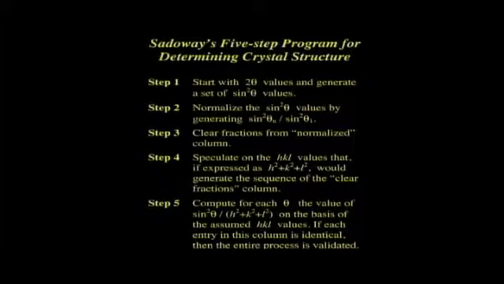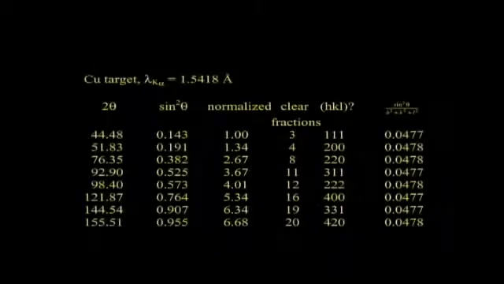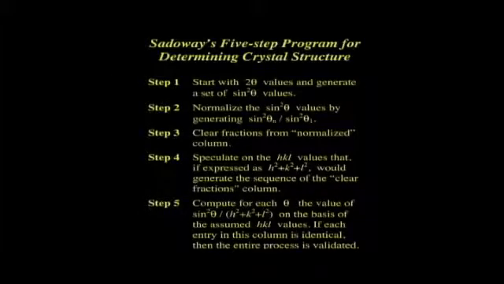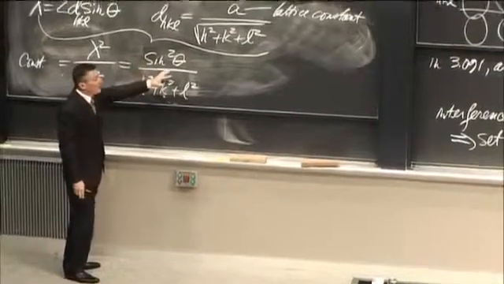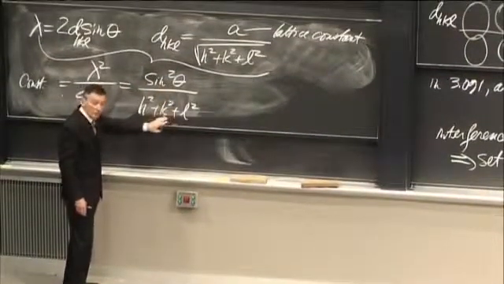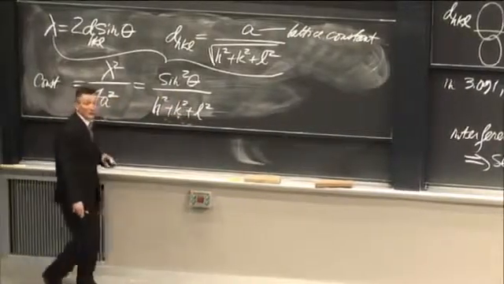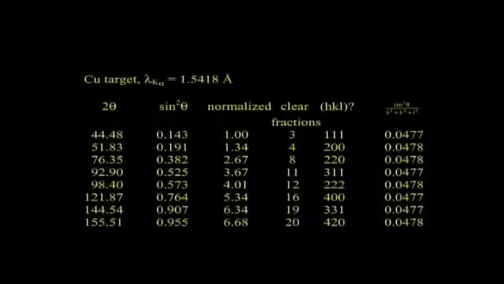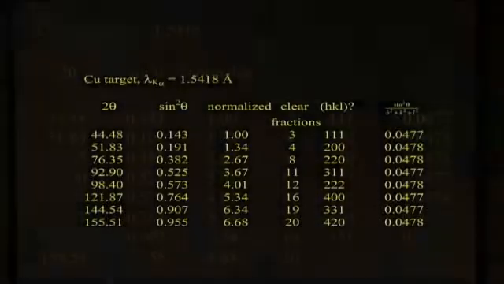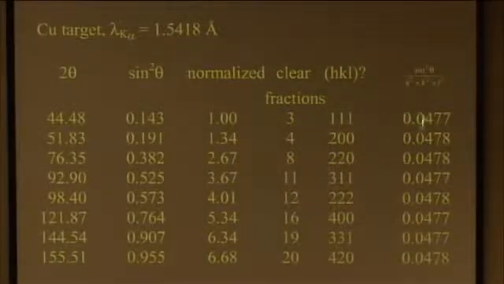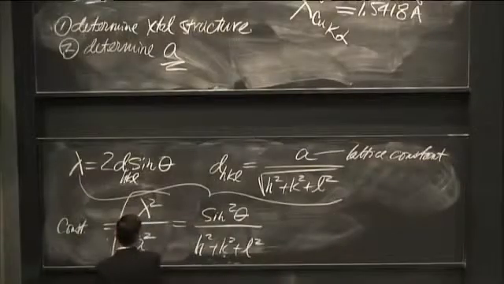Right? And then to make sure that I'm onto something, what I do is this. Compute for each theta the value of sine squared theta over h squared plus k squared plus l squared on the basis of those assumed values. What I'm doing is I'm saying, if my hunch is right, whatever I choose for the theta and the assumed value of h squared plus k squared plus l squared, that should be a constant that doesn't change. So let's test it. And sure enough, look, 0.0477, 0.0478. So it looks like I'm onto something. And furthermore, I know what this is. That 0.0477 is this, right?